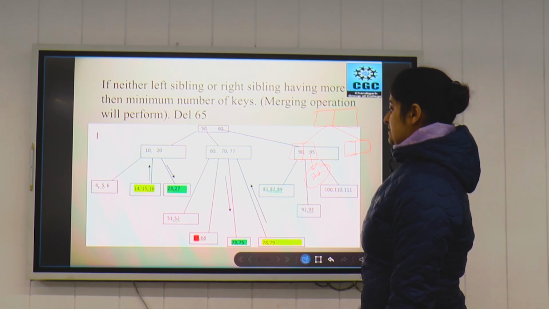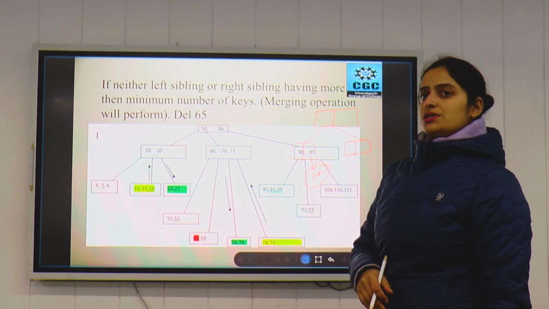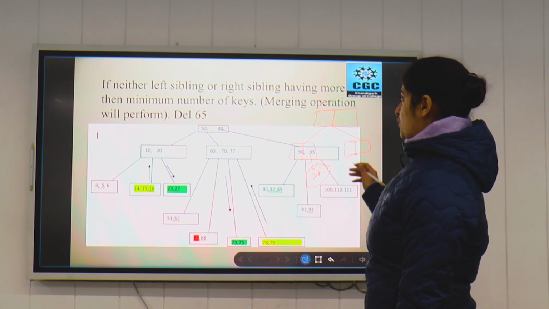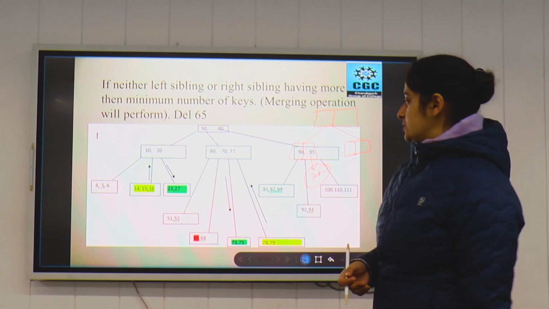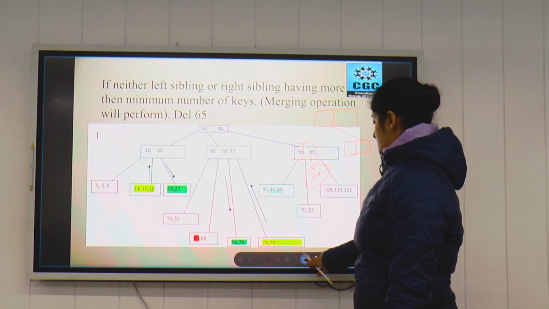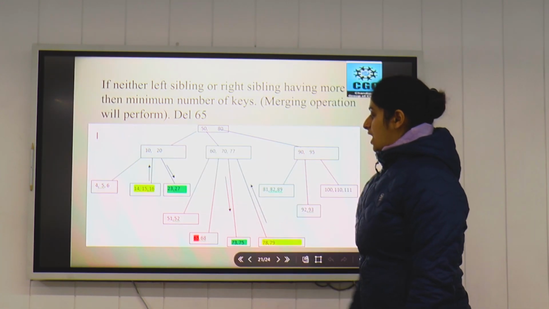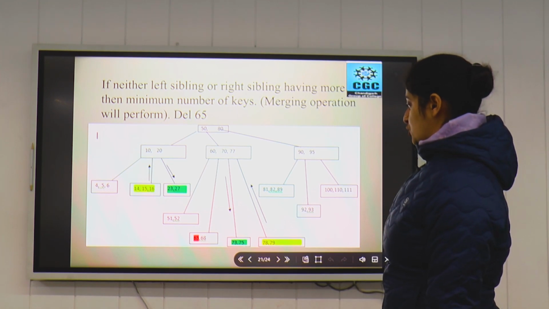So in this case there is only one solution, that is, we have to opt for the merging operation for such type of problem. So this is how the problem is going to be solved.